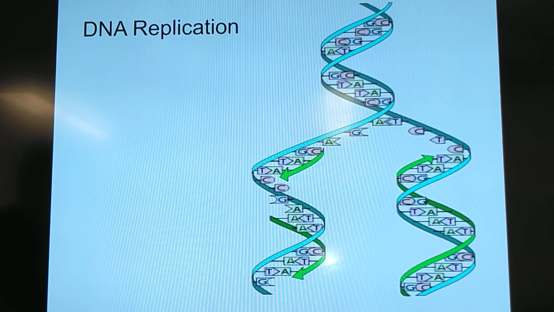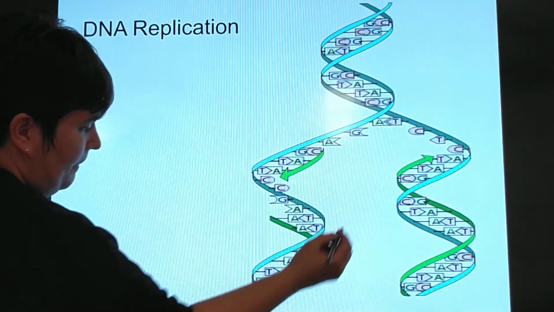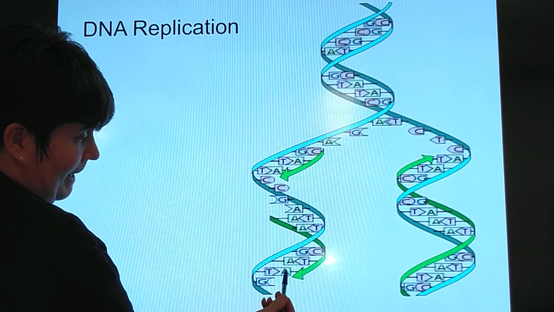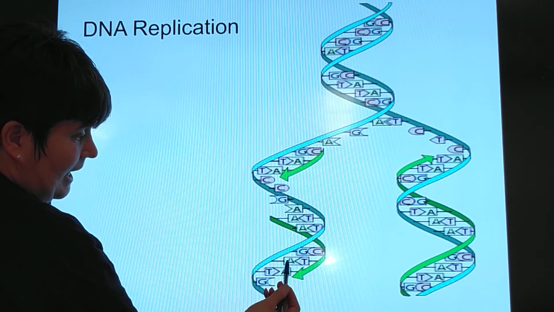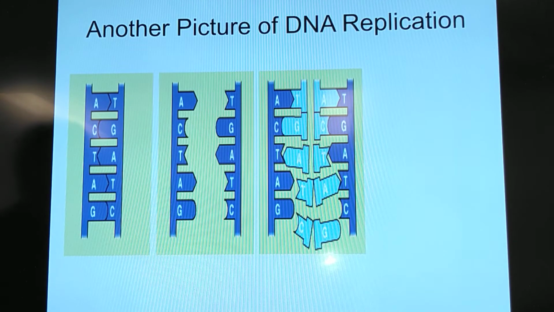And there's another picture of how it's happening. The DNA helicase comes in and unzips, and there we see there's a T, the polymerase matched it with an A. There's an A, the polymerase matched it with a T. There's a G, the polymerase matched it with a C. And here we go, A to T, C to G, T to A, G to C. And they just kind of fit together that way.